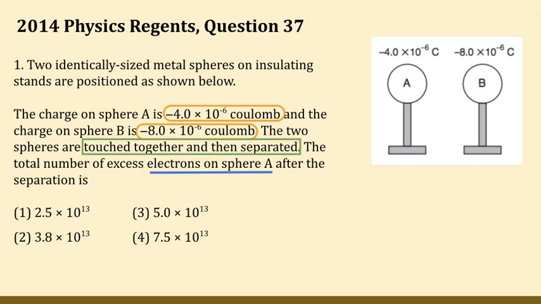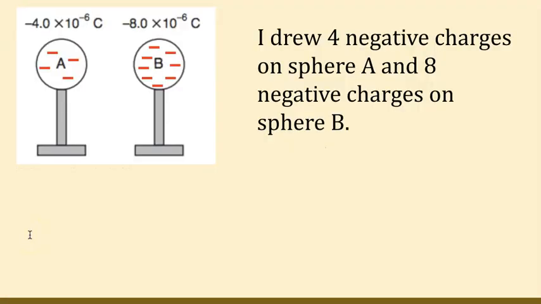And then I'm going to box the keywords. I put a box around touched together and then separated, because that's a very specific type of problem. And there's actually no equation that we're going to be using necessarily for this. It's more of a concept. So when you have two conducting spheres that touch together and then separate, something specific happens to the electrons.